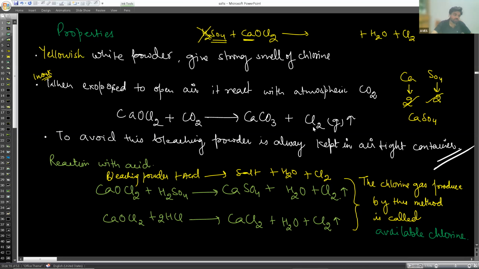Now tell me any two uses of bleaching powder. Sir, it is an oxidizing agent in the chemical industry and it is used in water to make drinking water free of germs.